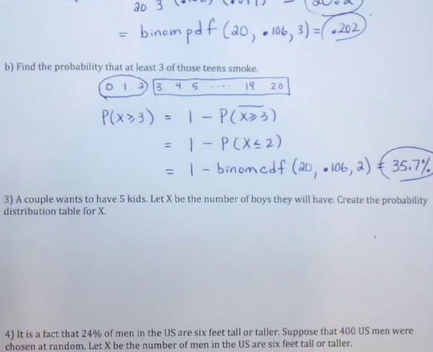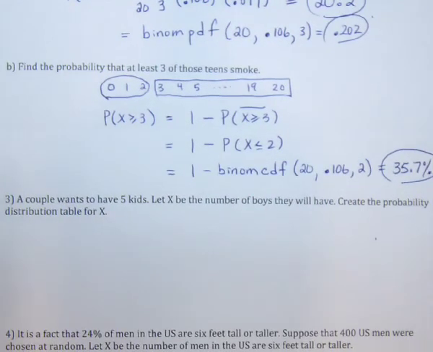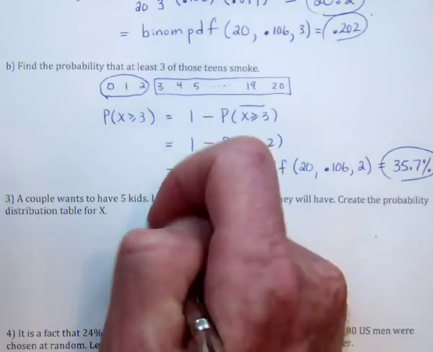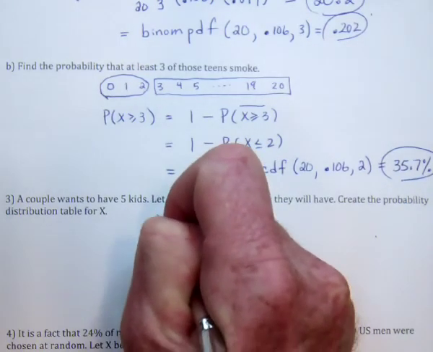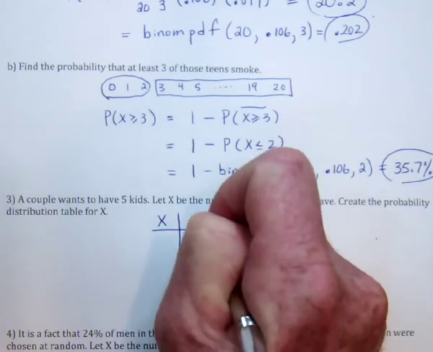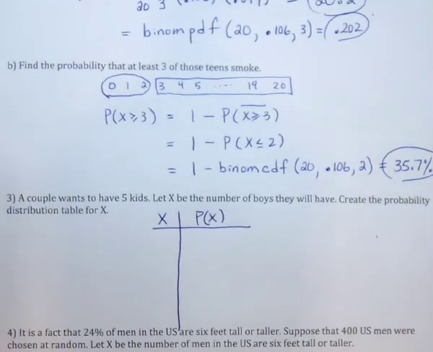Okay, on to number 3. A couple wants to have 5 kids. I've heard that story before. X is going to be the number of boys. Create the probability distribution table. So X and the associated probabilities is what I'm asking you to do.